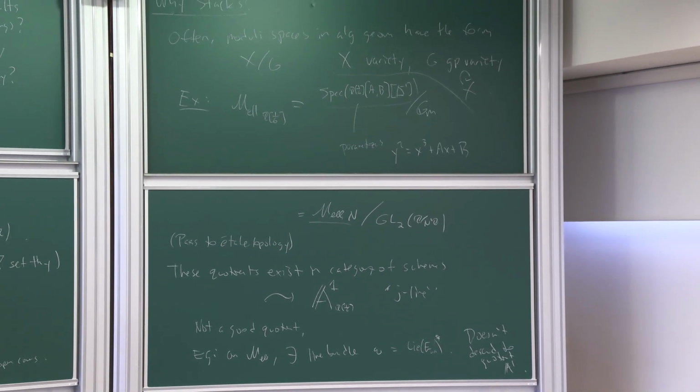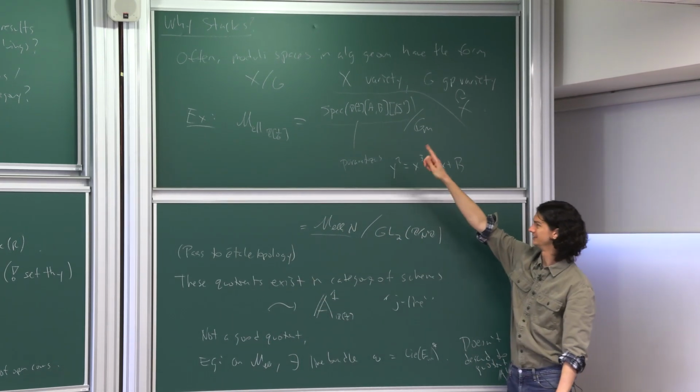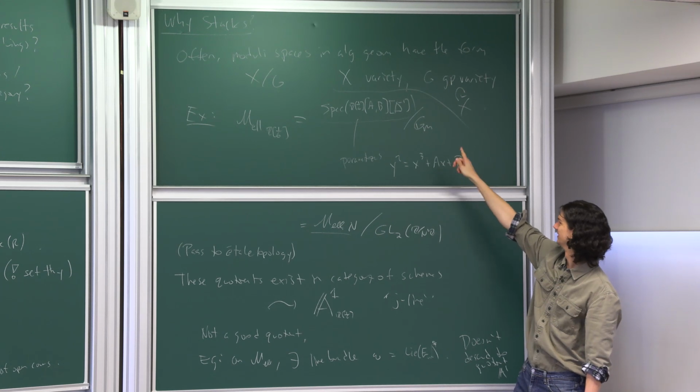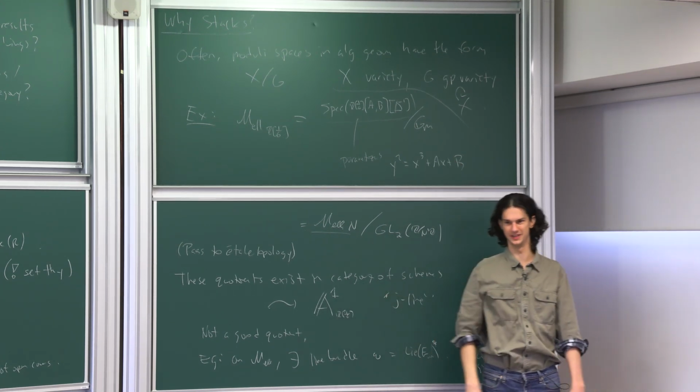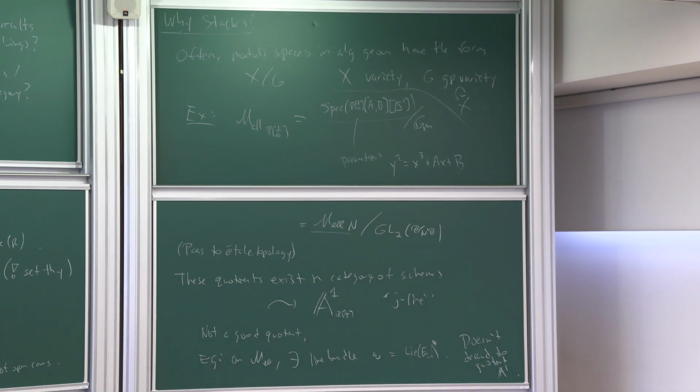And even more basic, the universal elliptic curve over this moduli space can't actually be defined over A1. There's no elliptic curve over A1 which is the universal elliptic curve.